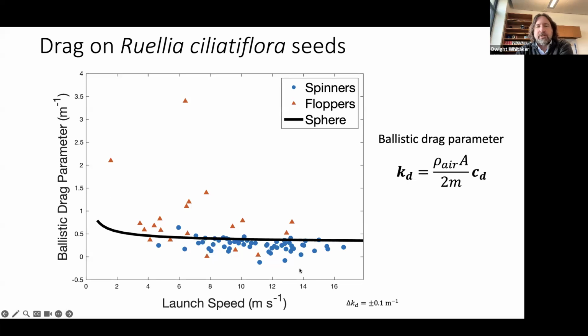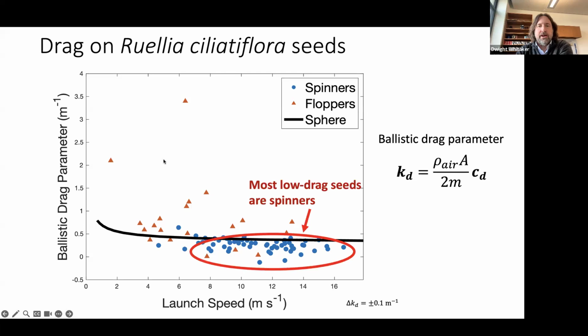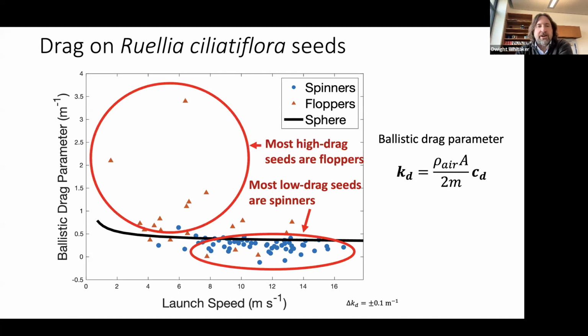We can plot as a function of the launch speed. And what you can see is that the faster launch seeds tend to be the ones that are spinning, which are the blue dots, and tend to have lower drag than the flopping seeds, which tend to be the ones that are launched more slowly and have higher drag. And there's a black line on this graph, and the black line is an interesting comparison.